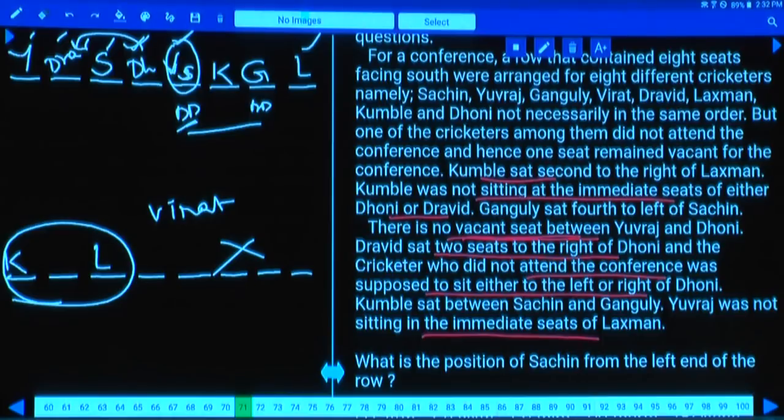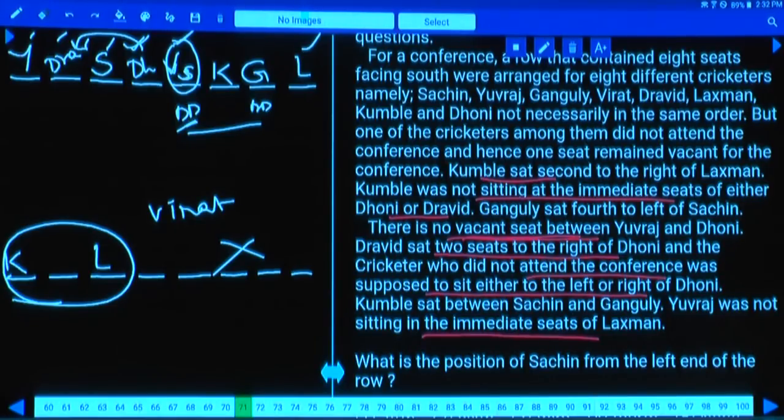Hence what is the final order here? Yuvraj, Dravid, Sachin, Dhoni, vacant seat, and who is the person option here? Absentee Virat and Kumble and Ganguly and Laxman. And this is the final arrangement.